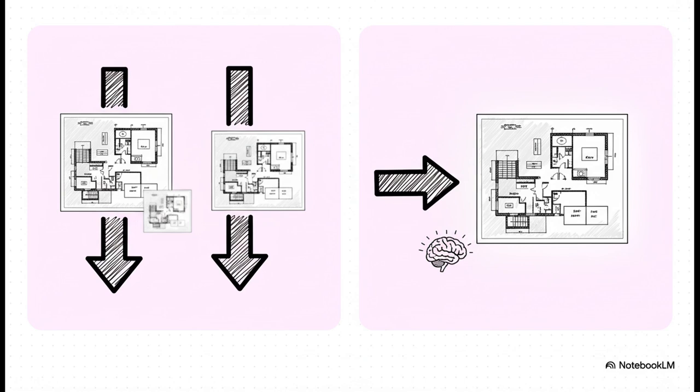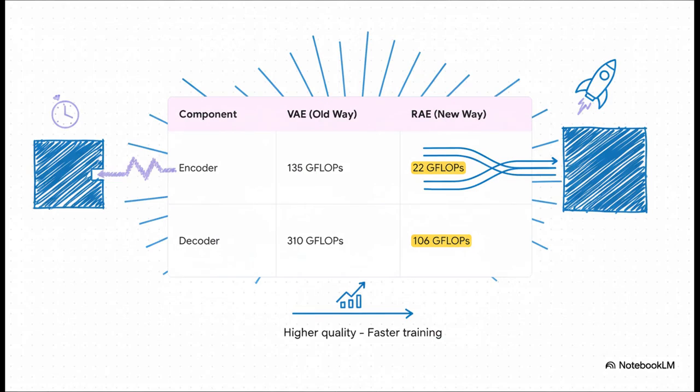Okay, so this is where it gets really interesting. The old method, which uses something called a VAE, is all about aggressive compression. It's like taking a beautiful, detailed architectural drawing and then crunching it down into a blurry little thumbnail just to save some space. You lose so much vital information. The new idea, using a representation autoencoder, or RAE, basically says, hold on, forget that. Instead of squishing everything, let's use a really powerful, pre-trained AI to create a rich, detailed blueprint right from the start.